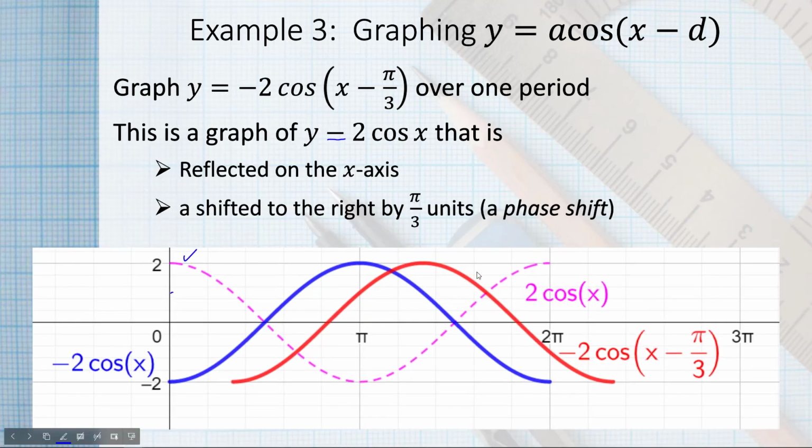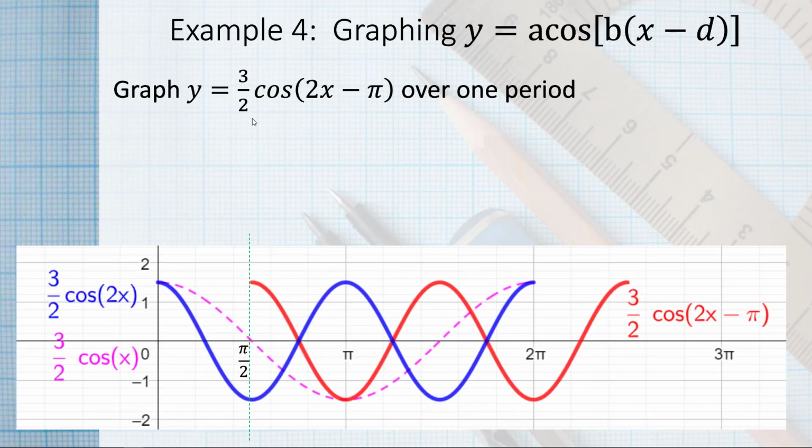Okay, let's look at the next example. Here it is. Now here we want to graph y is equal to 3/2 cosine of 2x minus pi. But before we can graph it, we actually have to take this equation and rewrite it so it looks like this. And what does that mean?